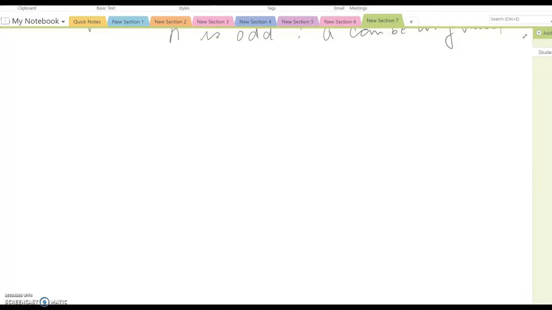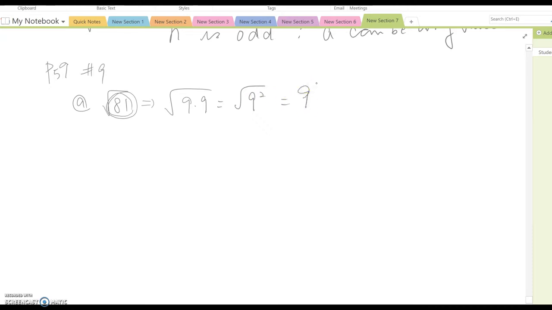Okay, then let's look at some examples. One example, page 59, number 9a, which is the square root of 81. Remember here, square root means inside must be something squared. So check that first. If it is possible, then we can make just an integer number. Fortunately, 81 means 9 times 9, which means 9 squared. So this answer becomes 9 here.